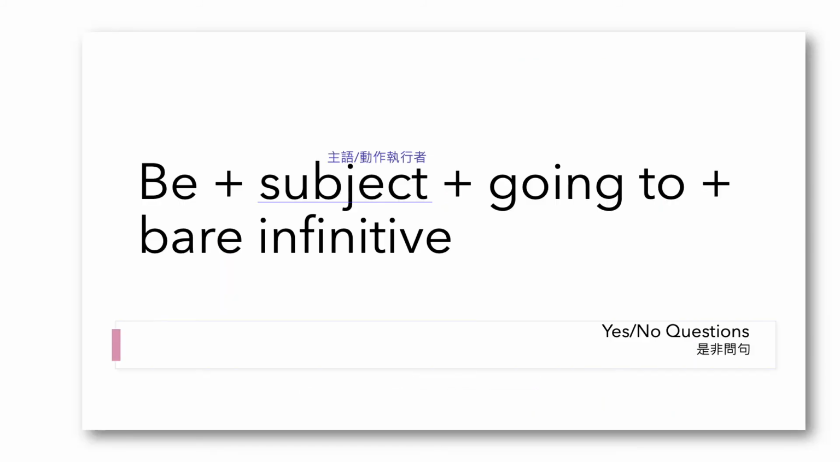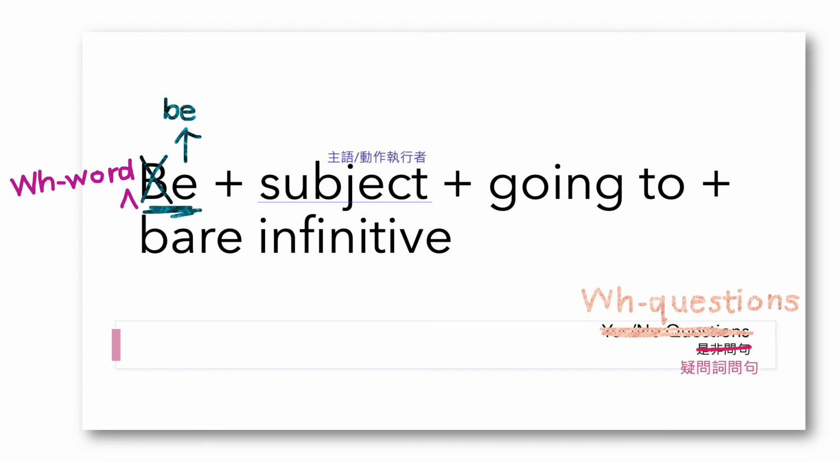Now let's talk about another question. If you put WH word at the front and you cross out the big letter B into a small one, it becomes WH question. So WH word includes what, who, which, where, why, and how.